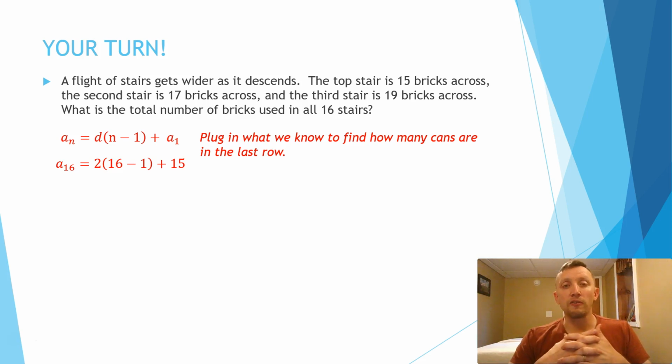So then we're just going to solve this. Well, 16 minus 1 is 15. 15 times 2 is 30. 30 plus 15 would be 45. So in that last row, there'd be 45 bricks. That's not what they asked for, though. They asked for what would be the total number of bricks used in all of those steps.